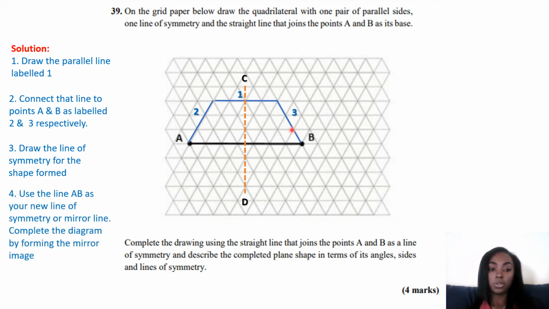Okay, now we move on to part 4. We're going to use the line AB, that's this line here, as our new line of symmetry, or our mirror line. So whatever I have on this side, I'm going to have it on this side as well. Okay, so now my diagram is going to look like this. So if we look at the shape, it's actually very symmetrical. So this side where I have lines 1, 2, and 3, I've drawn the same thing on the other side of line AB, so it looks like a mirror image.